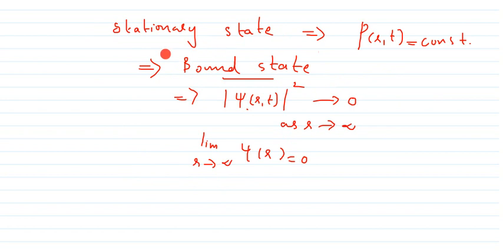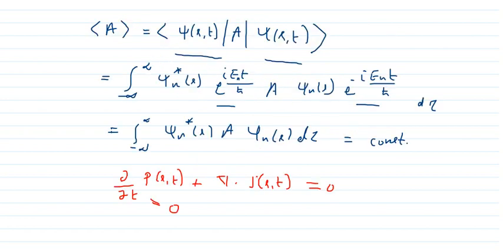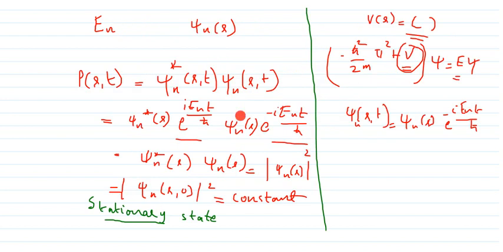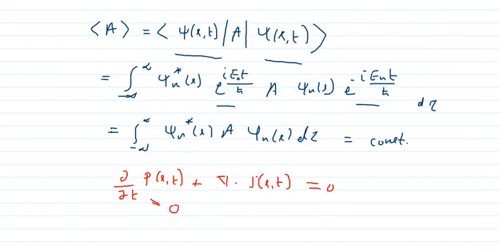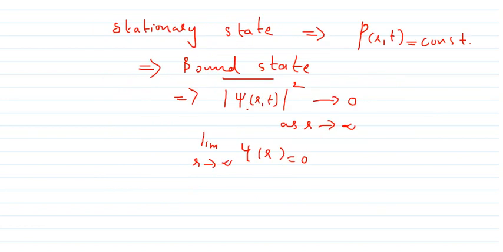A bound state implies, from all these conclusions, that probability is a constant, expectation value is a constant, and using these two results applied here, we have del of probability current density also 0. So all these imply that what we are dealing with is a bound state.